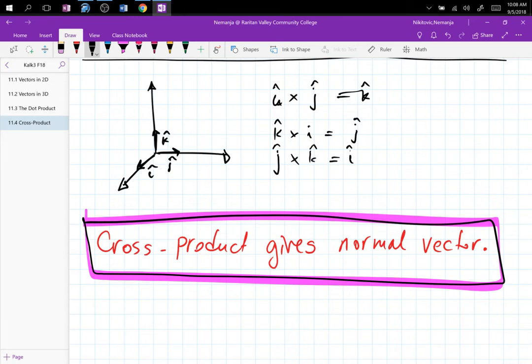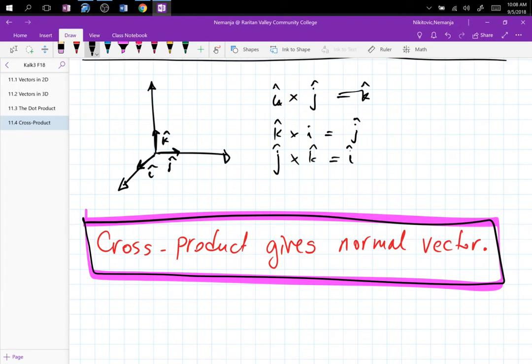So any plane, this is now peeking into chapter 12 later on. When you have a plane, the plane is described by its normal vector. That vector is the cross product of two vectors that define the plane. Pick any two vectors that define the plane. When you cross those two vectors, you will always get the same normal vector. And that's really cool.